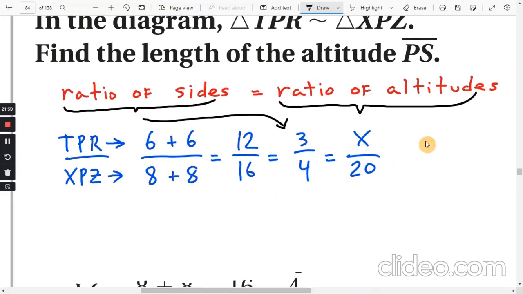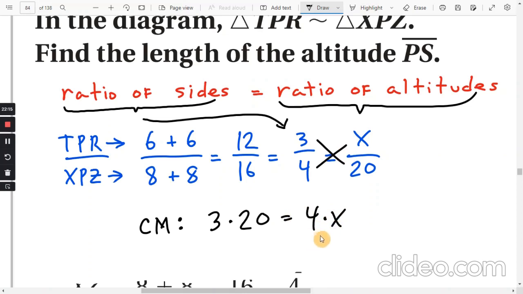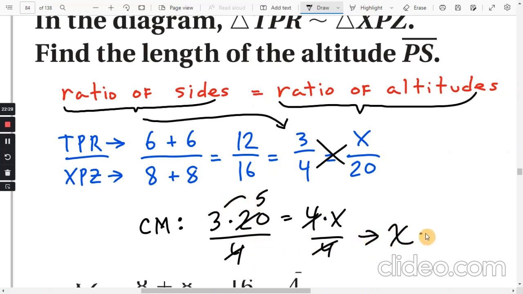And now once you cross multiply, top times bottom is 3 times 20. And that equals bottom times top, which is 4 times x. Solving for x, the opposite of times 4 is divided by 4. It cancels here. 20 divided by 4 is just 5. And 3 times 5 is 15. So x equals 15.